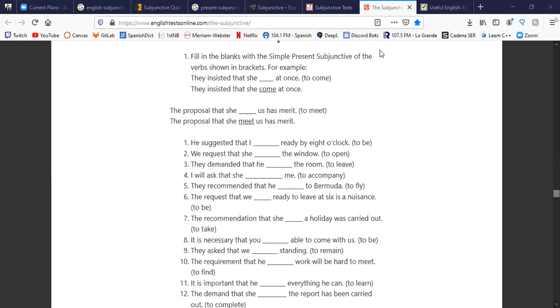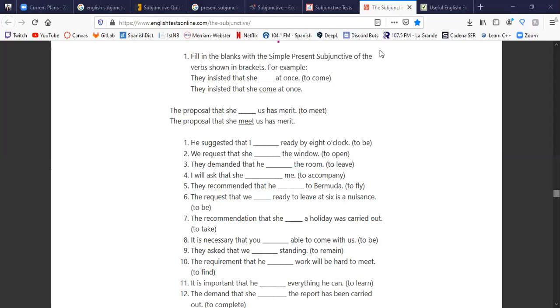So we can express these things with the requirement, the demand. Basically anything that you want to happen or that you feel should happen or that is important. There are many things that you could use with the subjunctive. Like you could say, the requirement that he appear in court is not debatable, or we had an agreement that you not waste time.